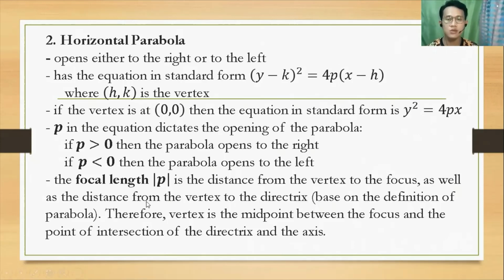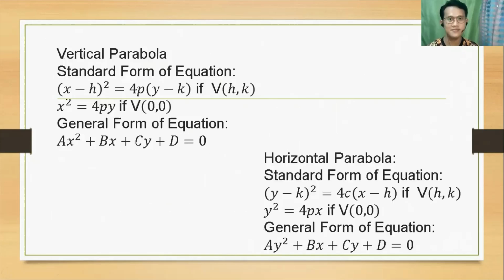So the focal length, which is the absolute value of p, is the distance from the vertex to the focus, as well as the distance from the vertex to the directrix based on the definition of parabola. Therefore, the vertex is the midpoint between the focus and the point of intersection of the directrix and the axis. Yes, basically we're still on the properties, but you need to take note of these properties, okay? This is very important, guys.